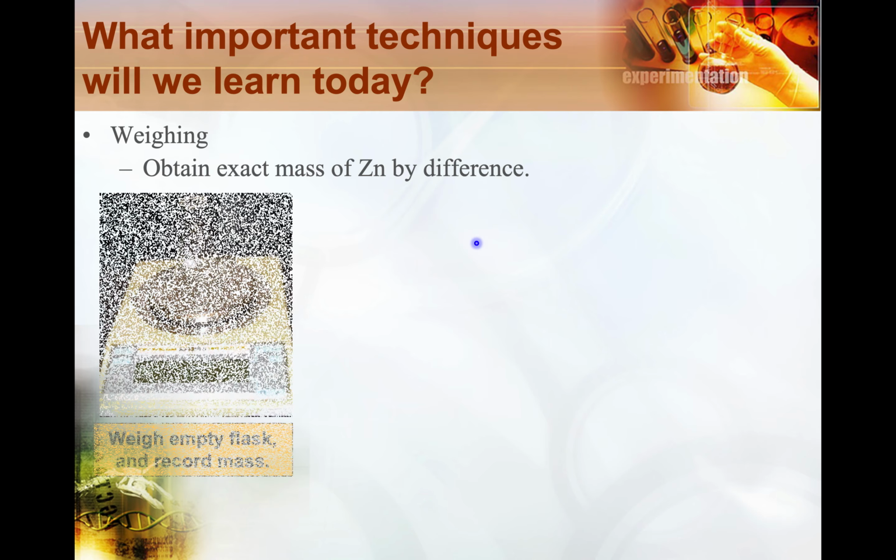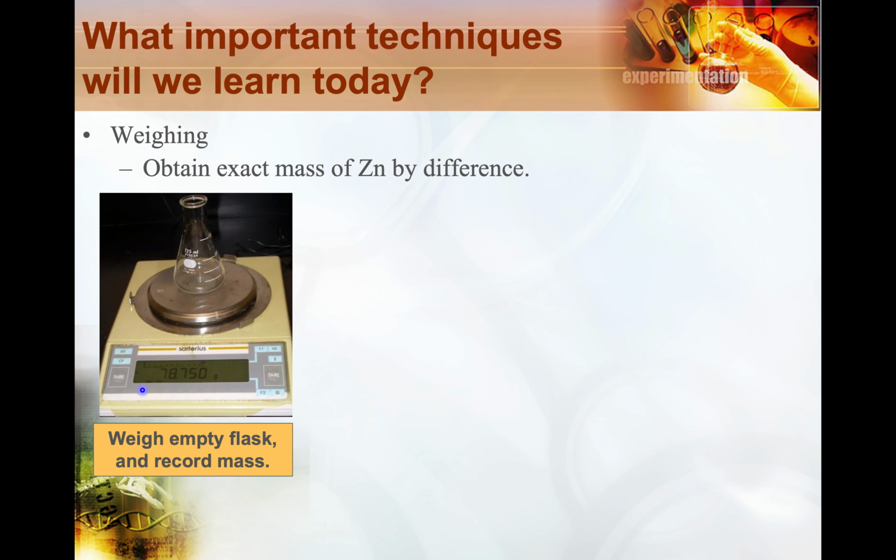Next, what you're going to do is weigh your flask, and you're going to write down this number. And it's important, again, if the analytical balance gives you 78.750, that you write down all of these numbers, that you don't write 78 grams, you don't drop this 0 and write 78.75. You need to keep every digit the analytical balance gives you.